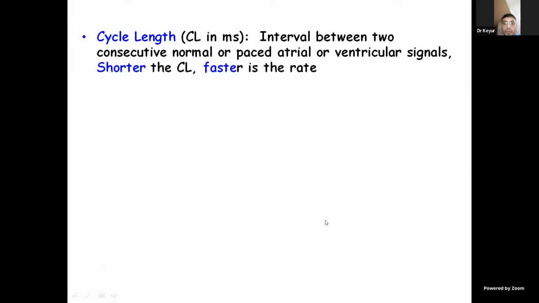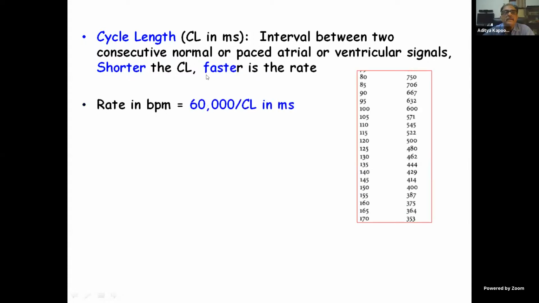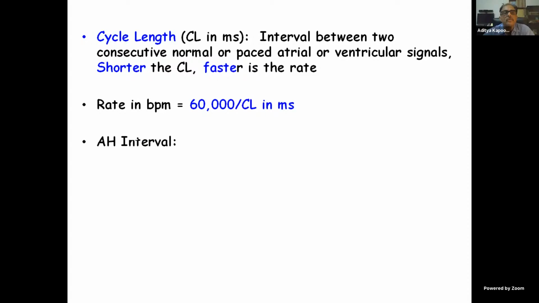And of course, we have a lot of cycle lengths. We measure the cycle lengths, which are the interval between two either spontaneous A's or paced A's. Shorter the cycle length, faster is the rate. And this is how we calculate the rates in an EP tracing. This is all basically fundamental, so I'll not spend too much time on this.